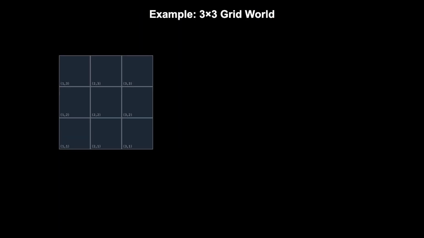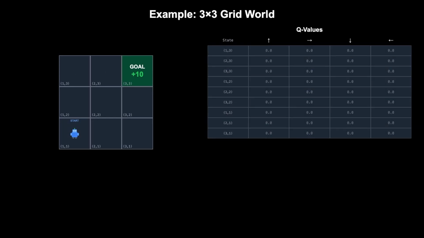Consider a 3x3 grid where the agent starts in the bottom left and must reach the top right corner. Reaching the goal gives a reward of 10, while all other moves give 0 reward. We initialize all Q values to 0 and set the learning rate alpha to 0.1. The discount factor, gamma, is 0.9, meaning future rewards are worth 90% of their face value.